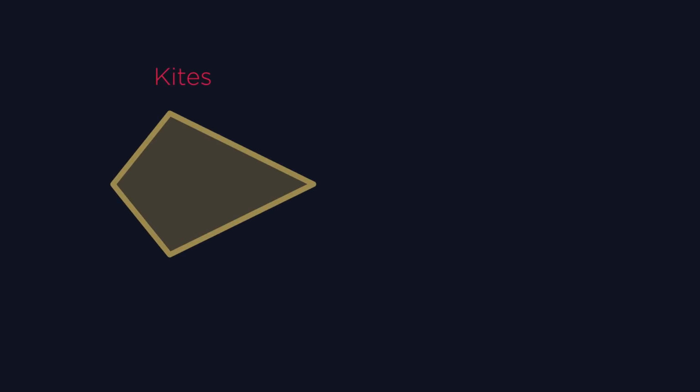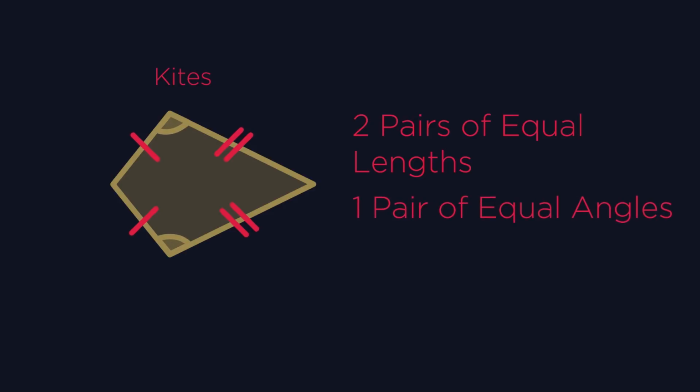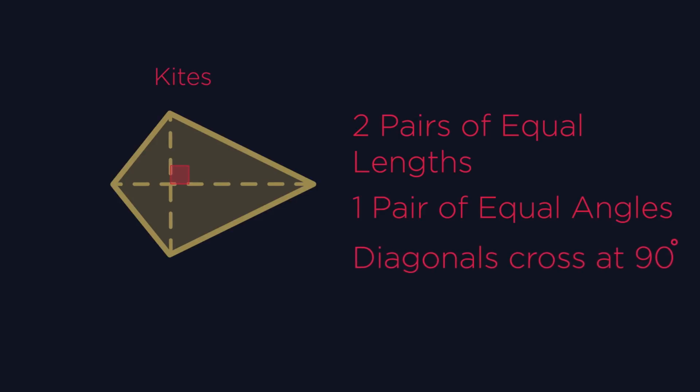Last up, we have kites. What do you notice about our final type of quadrilaterals? Pause the video and have a think. They have 2 pairs of sides that are equal in length. They always have 1 pair of equal angles. And then not so important, but worth mentioning, the diagonals cross at 90 degrees.